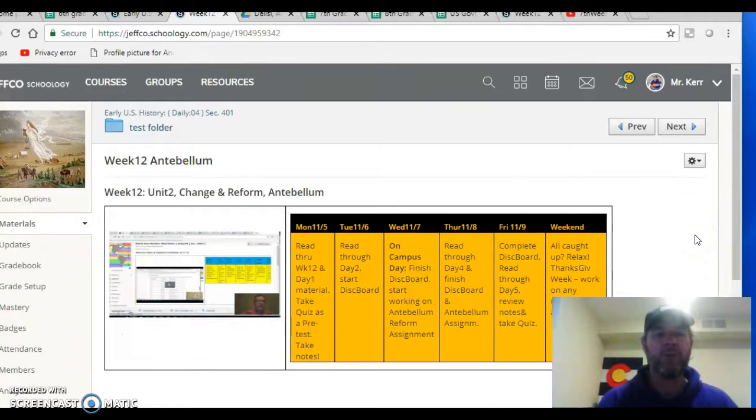Week 12 with Unit 2 is called Change and Reform Antebellum. So we're going to find out what antebellum means and also how a lot of different changes and reforms happened in this time period, or at least began to happen.